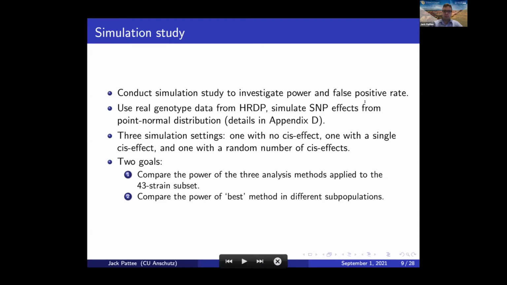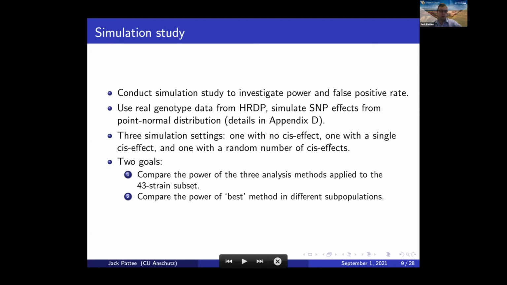We look at 3 different simulation settings, one with no cis effect, one with a single cis effect, and one with a random number of cis effects. When we say with a cis effect, I especially mean a cis effect that is disproportionately larger than the trans effects. We often see in eQTL analyses, obviously, that cis effects are stronger than trans effects for the most part, and so we want to reflect that in our simulation as well.